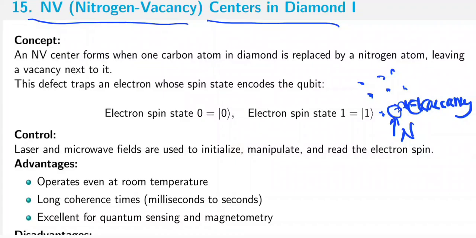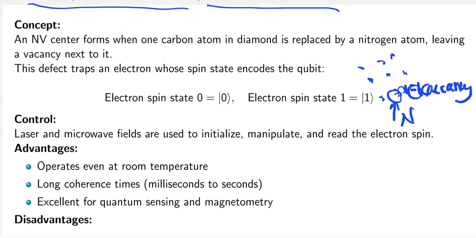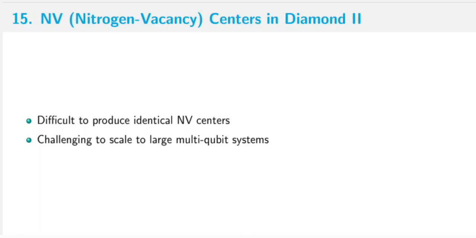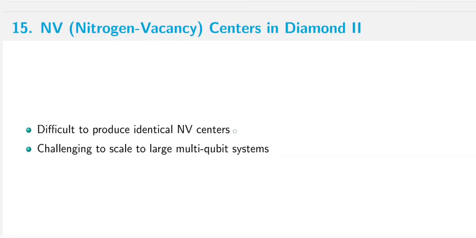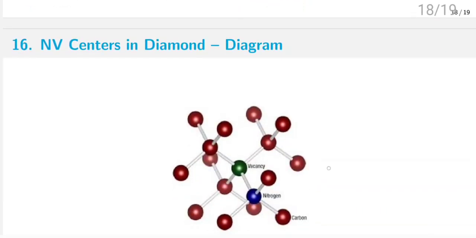So this tiny defect traps an electron. This vacancy traps an electron, and that electron spin acts as the qubit. Spin 0 means ket 0, spin 1 means ket 1. The best part of this particular qubit is that it works well even at room temperature. It stays stable for a long time, which makes it great for sensors and quantum experiments. But you need to know the disadvantages. It is difficult to produce identical NV centers and challenging to scale to large multi-qubit systems.